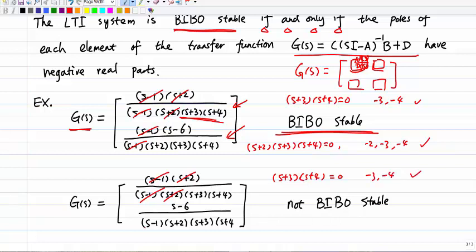Let's check the second one. I don't have anything that can cancel out any component in my denominator, so I still have 4 components. If I set the denominator to be 0, which is (s minus 1), (s plus 2), (s plus 3), and (s plus 4), I have 4 solutions or 4 poles: 1, -2, -3, and -4. This is not right, because one of these poles has a positive real part, which is not okay. So this is not BIBO stable.